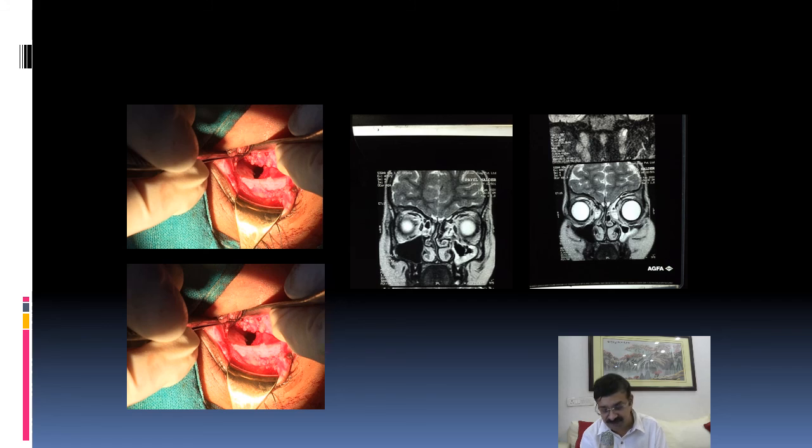But unfortunately, she still has restriction of elevation, and this is because she presented to us later, and not immediately. So by that time, there was some amount of atrophy of the superior rectus. So superior rectus function was lost. Otherwise, she had good depression and all other ocular movements. Also, her enophthalmos was cured.